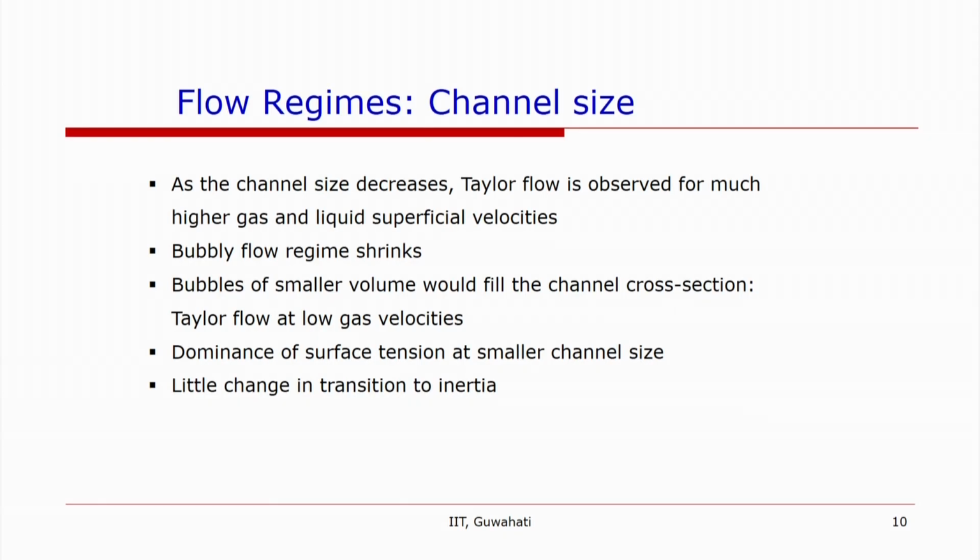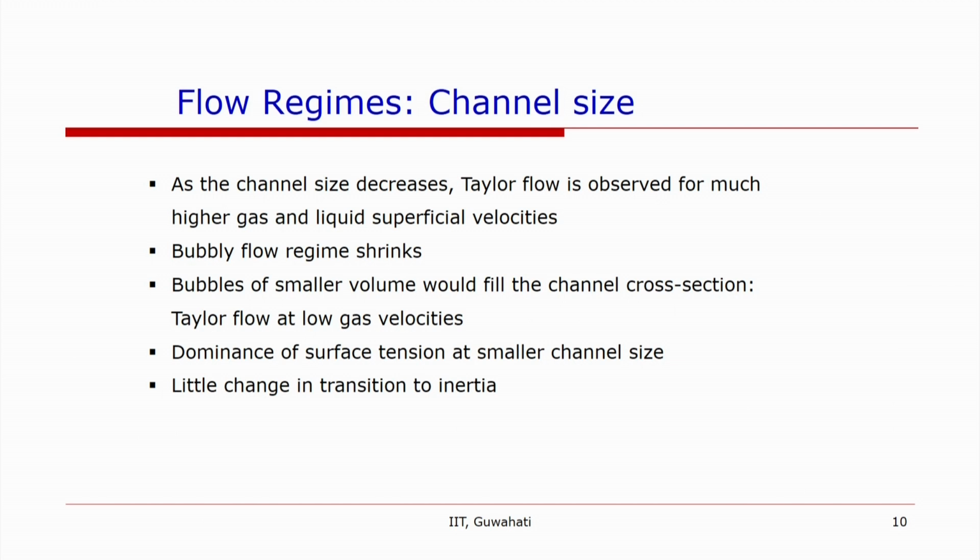So, as the channel size decreases, Taylor flow is observed for much higher gas and liquid superficial velocity. So, the area occupied by the Taylor flow is large. One explanation for this might be that the bubbly flow regime shrinks because even if a smaller size bubble comes into the channel, it occupies the channel cross-sectional area, and because the cross-sectional area is small, it has to expand and become a Taylor bubble. So, the transition to Taylor bubble comes in early as the channel size decreases.